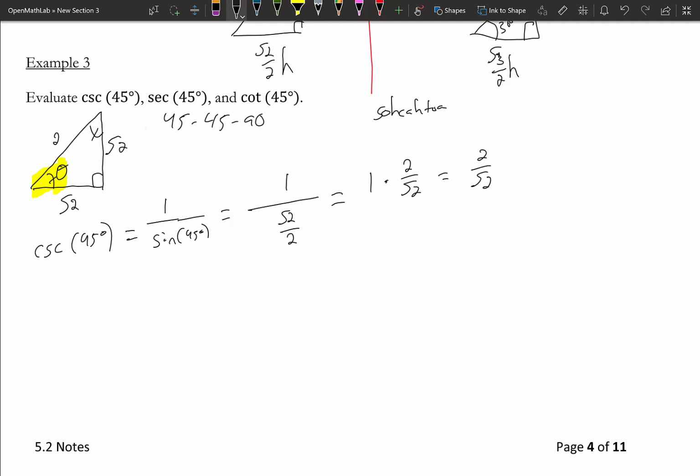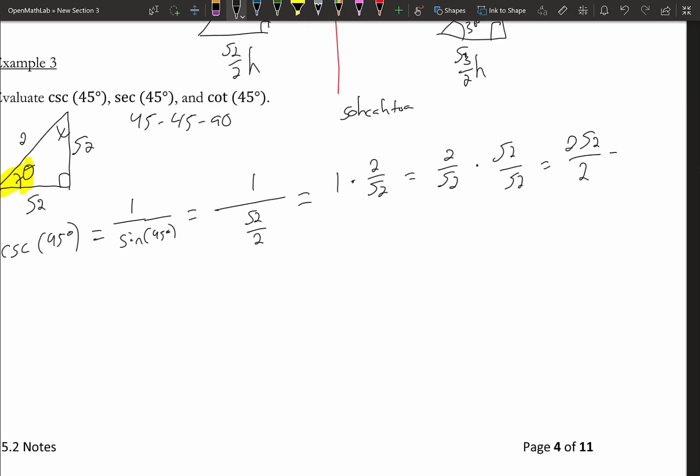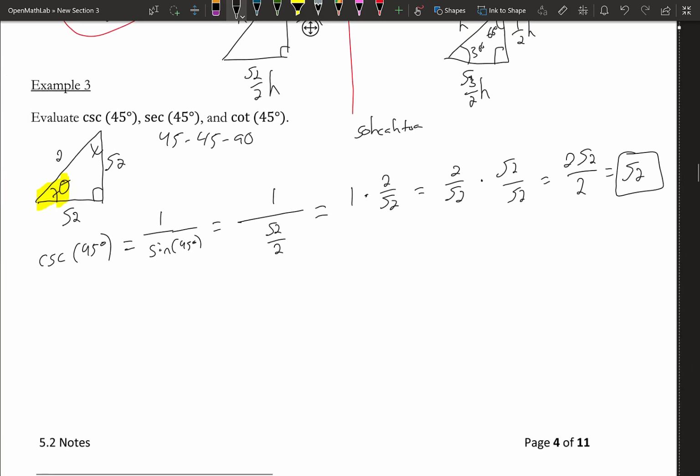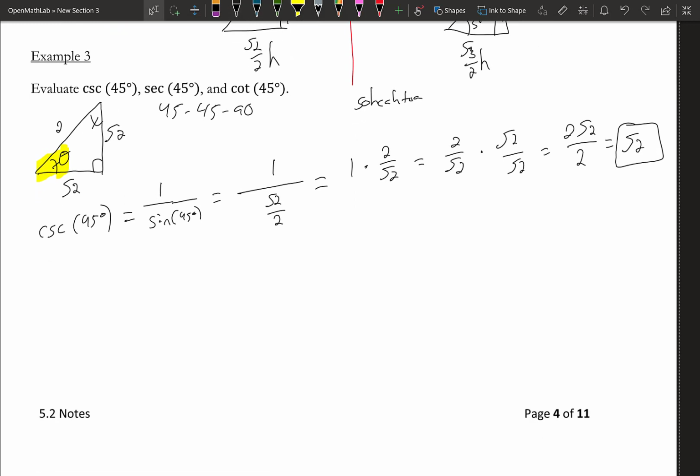Just dividing those two fractions, we multiply by the reciprocal. And then I need to rationalize the denominator, so I'd multiply top and bottom by radical 2 over radical 2. This gives me 2 radical 2 all over 2, because radical 2 times radical 2 is 2. So the 2's we can divide top and bottom by 2, and we're left with just radical 2. So there's the final answer.